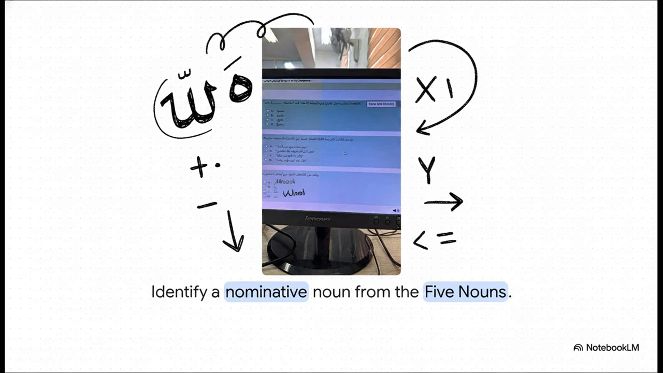We see akhi with a ya. Well, we know that's genitive. We see ahuk with a waw. We see abaa with an aleph, that's accusative, and abi with a ya, genitive again. Our rules instantly point us to the correct answer, ahuk, because it contains that distinct waw, proving for sure it is the nominative 5 noun.